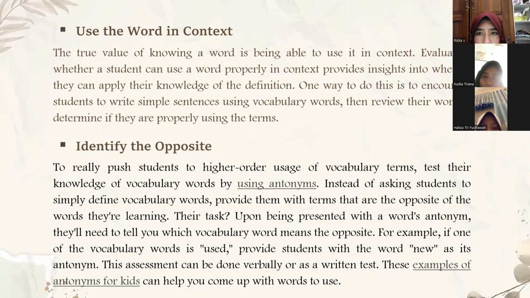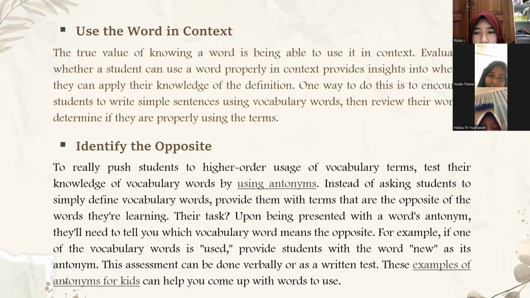And next is use the word in context. The true value of knowing a word is being able to use it in context. Evaluating whether a student can use a word properly in context provides insights into whether they can apply their knowledge of the definition. One way to do this is to encourage students to write simple sentences using vocabulary words, then review their work to determine if they are properly using the terms.